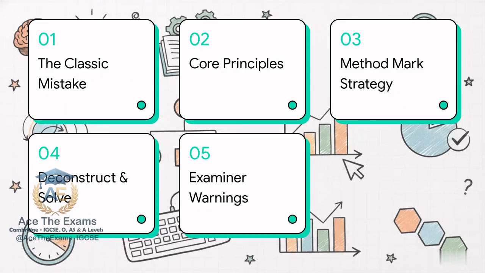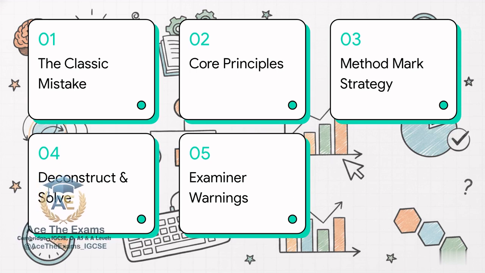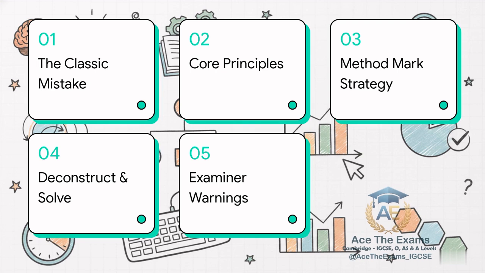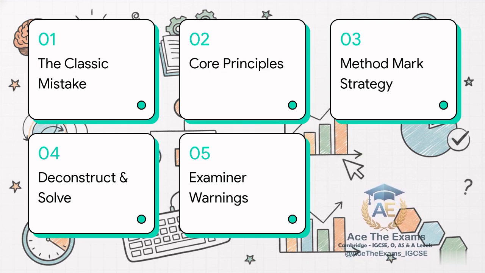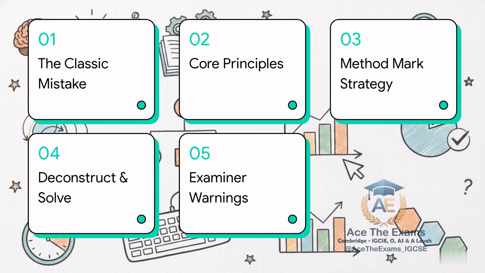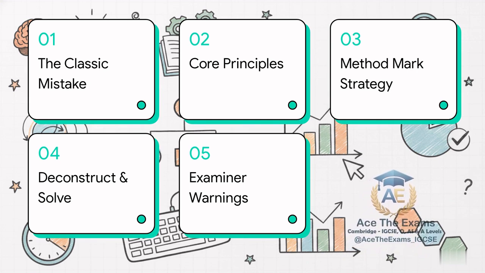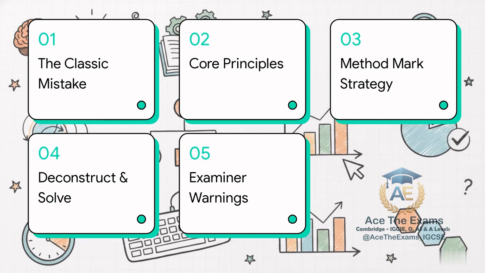So how do we fix it? Here is our exact battle plan for mastering both the conceptual and procedural frameworks for Section 5.2. We are going to expose the classic mistake, lay down the core principles of high-level answers, unlock the hidden method mark strategy, run through an interactive workshop to deconstruct and solve real problems, and finish off with some brutal examiner warnings you absolutely must avoid.